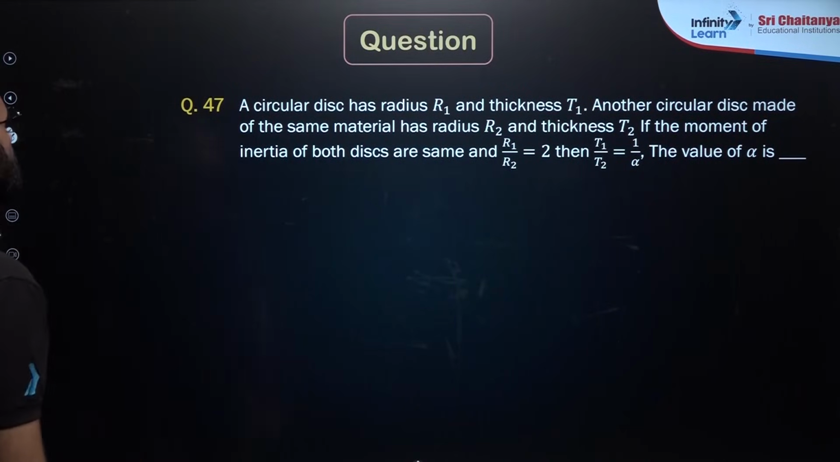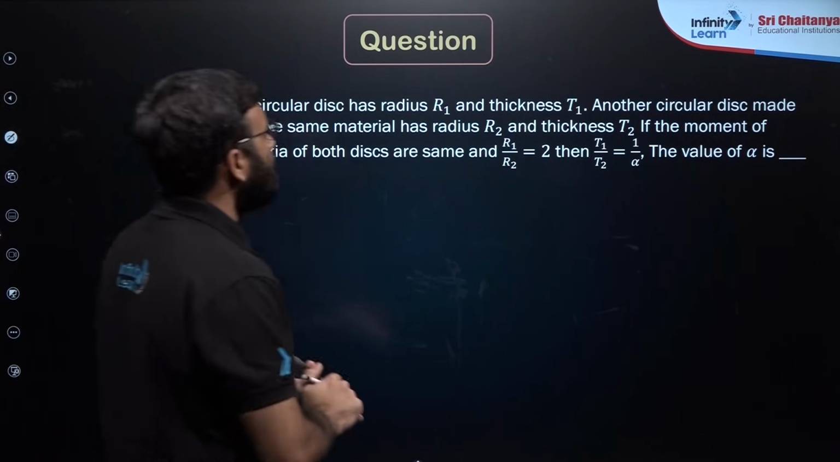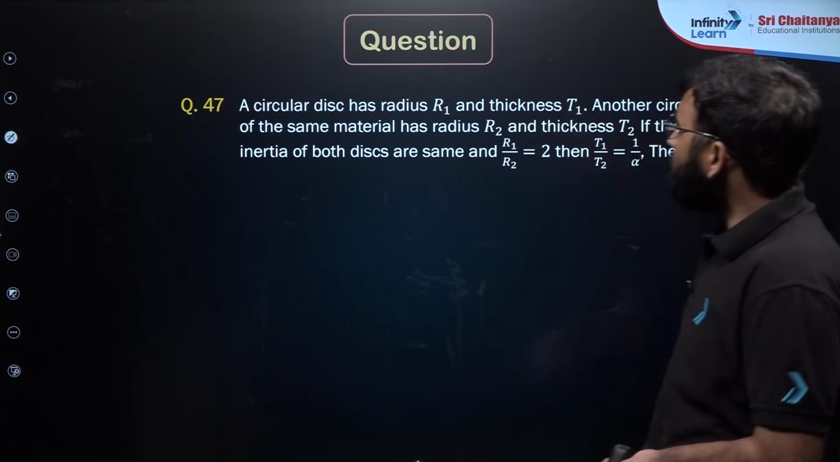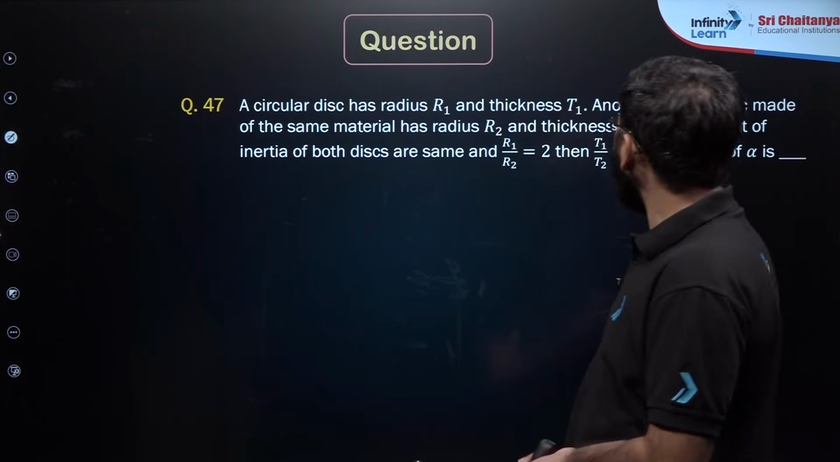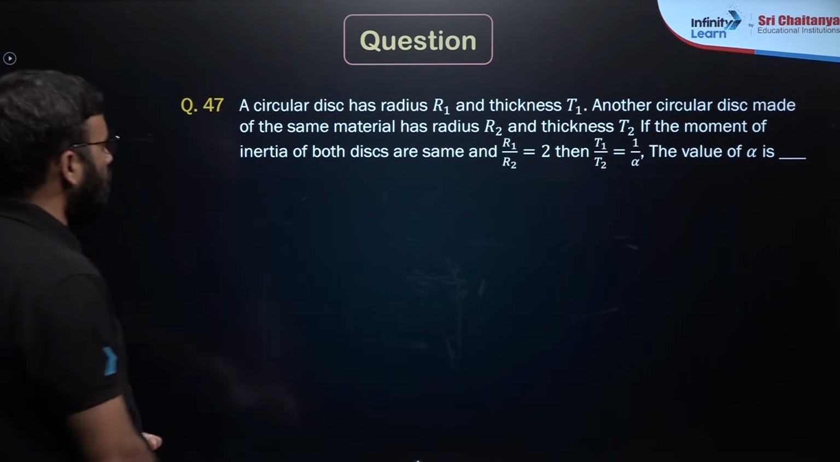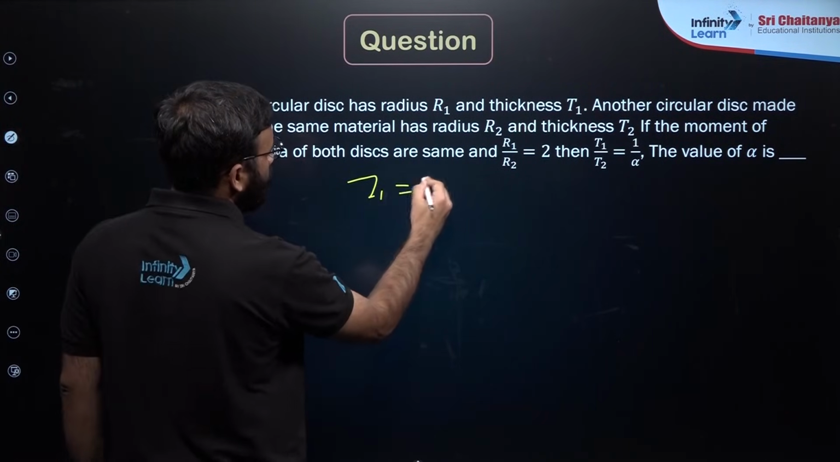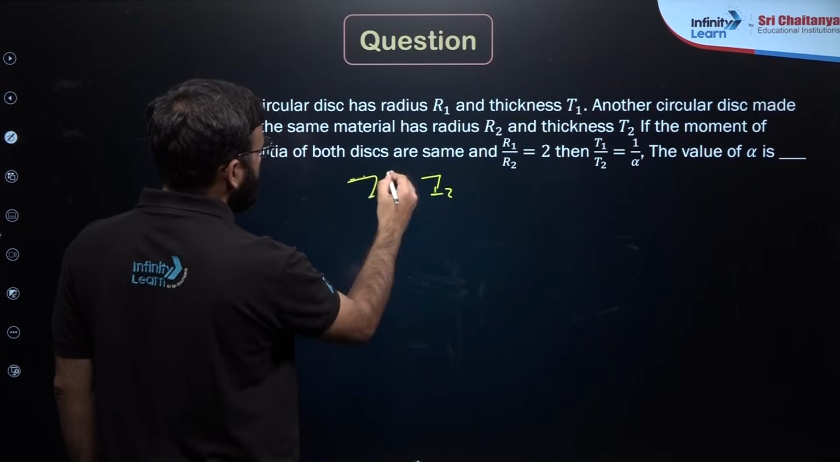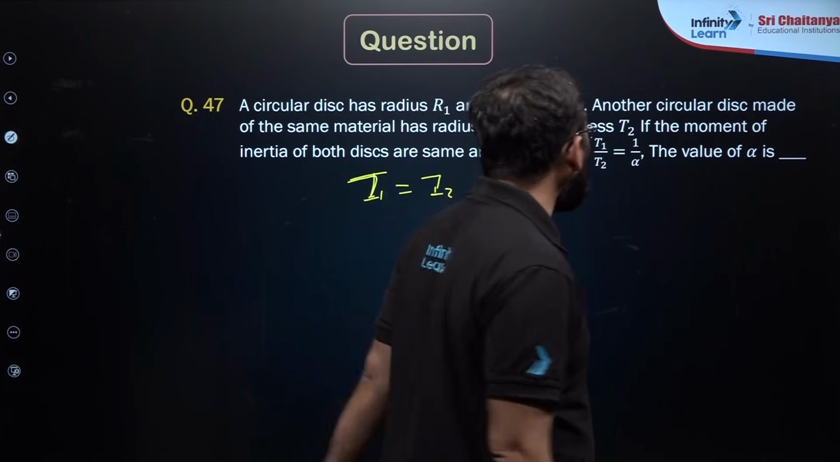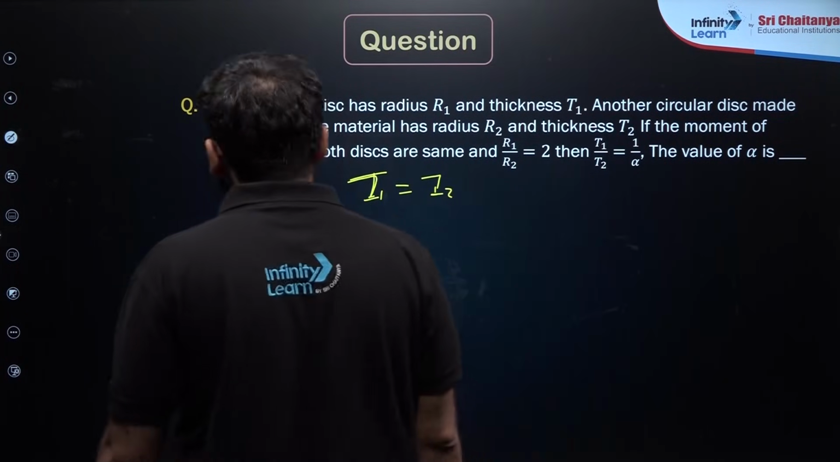Next one. So a circular disc has radius r1 and thickness t1. Another circular disc made of the same material has radius r2 and thickness t2. If the moment of inertia of both is the same, so I1 equals I2, this information is given in the question. R1 by R2 is given, and they will ask what T1 by T2 equals, 1 upon alpha, then the value of alpha.